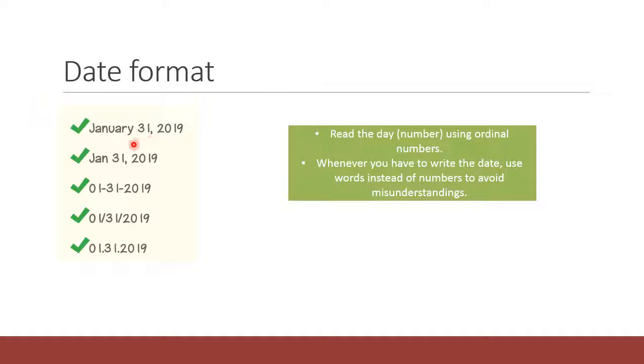It doesn't matter the date format you have, you will always have to read the day number using ordinal numbers. So in the first example, we read it like this, January 31st, 2019, or January 31st, 2019 in the second example, and in the third example that we only have numbers, January 31st, 2019. So, my advice for you is, whenever you have to write a date, use words instead of numbers to avoid misunderstanding, especially referring to the previous point that we just checked.